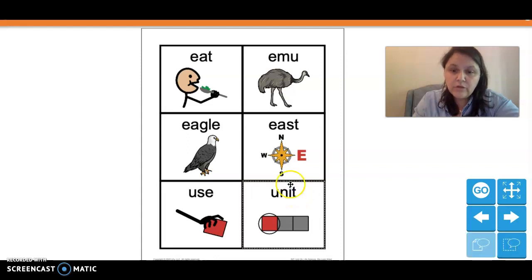Unit. Unit is usually a part of something. So part of a bigger thing, if it's a building, then you can have a unit. It's a part of the building. Or like we have our schoolwork. We are in the May unit for the entire year. So it's a part of something. Unit.